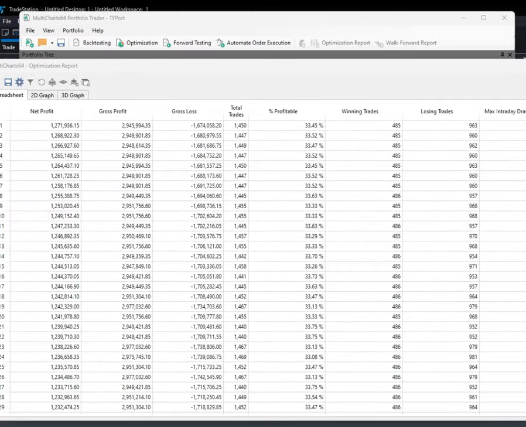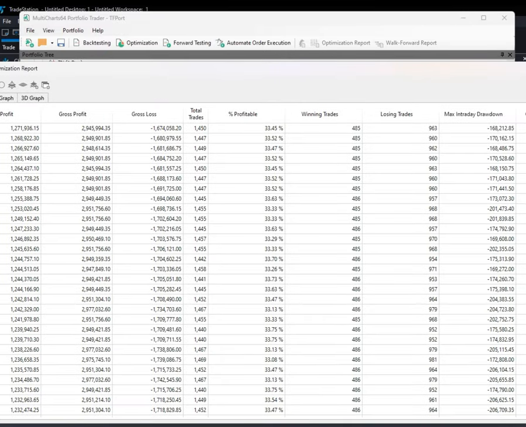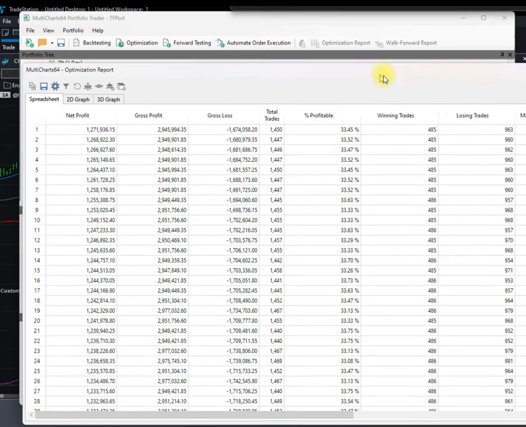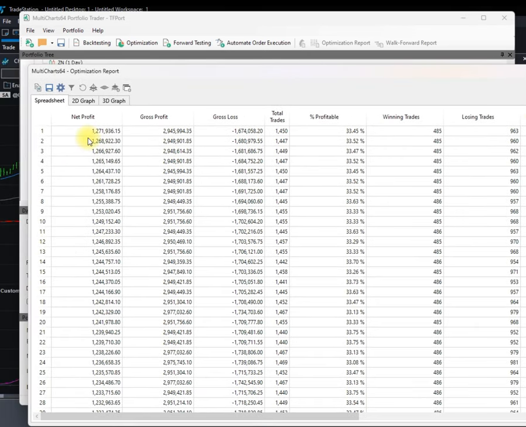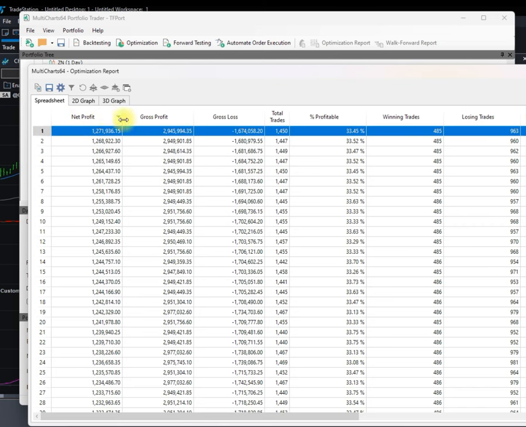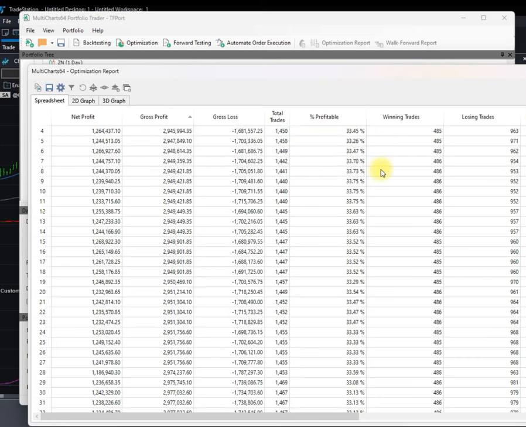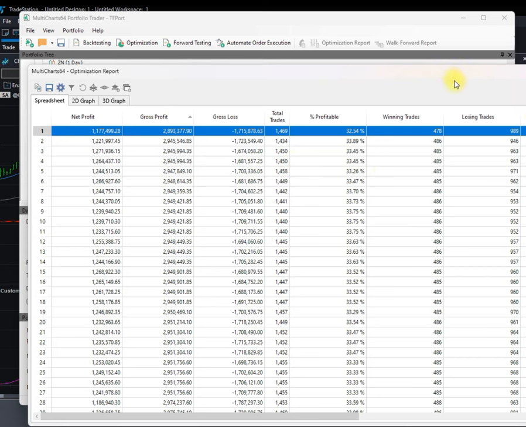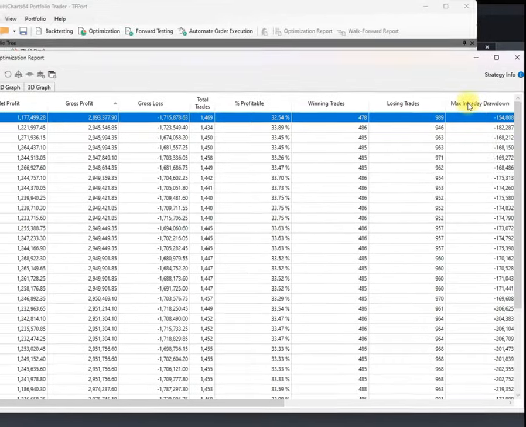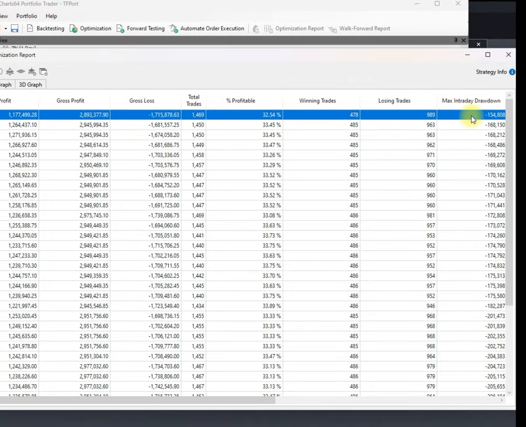Okay, that took a little less than 18 minutes to do the optimization. Let's look at these numbers real quick. We'll squish this down. Look, the net profit jumped up to $1.2 million. And we can sort by net profit, gross profit. I like to look at the max drawdown numbers too, just to see if we can find a very low risk averse version. There's one at 154 and at $1.17 million.